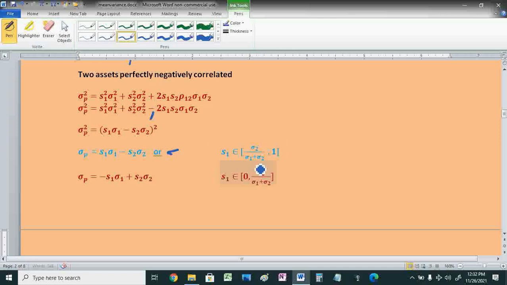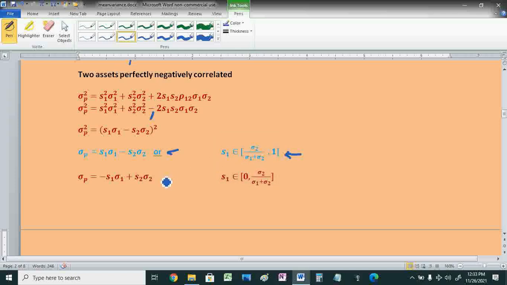And if you look at the maximum that S1 can have, it has to be equal to 1, and when S1 is equal to 1, S2 will become equal to 0 and we'll get sigma p equal to sigma 1. So for the first root, this is the legitimate range for S1, and for S2 you need to subtract S1 from 1, and then you will be able to find out the value of S2 as well.